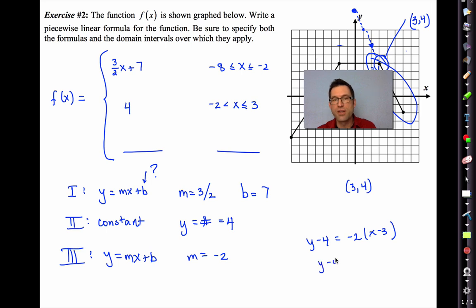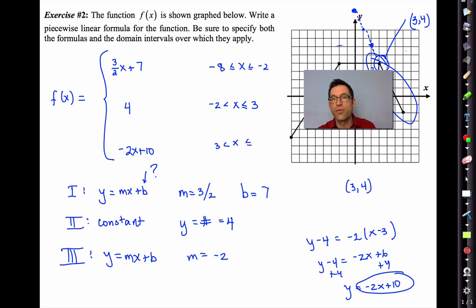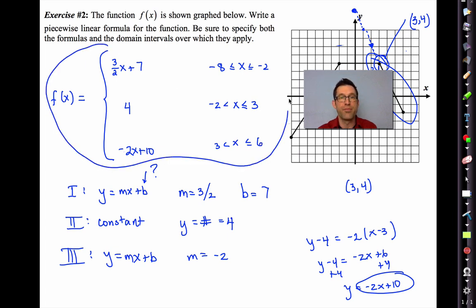But I'm going to rearrange this into y equals mx plus b form, given that that's what all my other lines are in. So there is the correct formula. Negative 2x plus 10 for 3 less than x less than or equal to 1, 2, 3, 4, 5, 6. And there's our final answer. This is a big problem, getting through all of that. But very doable. We just have to find the equation of 3 lines, one of which is very easy, y equals 4.